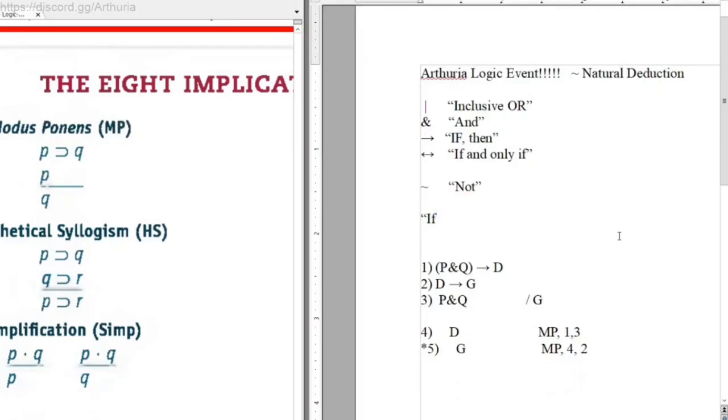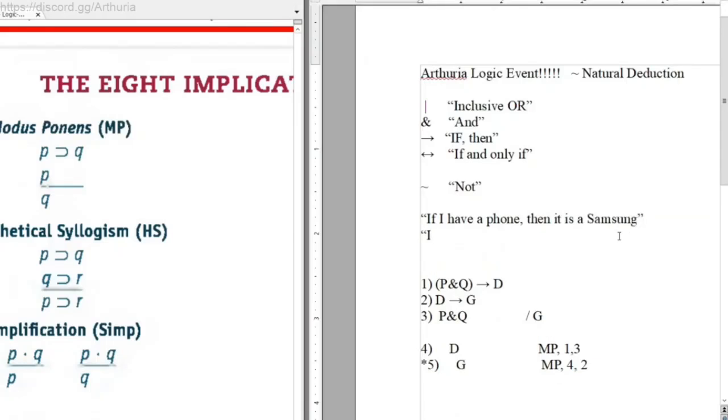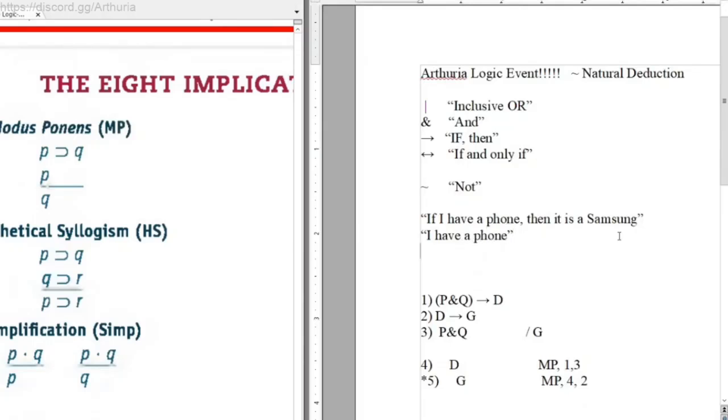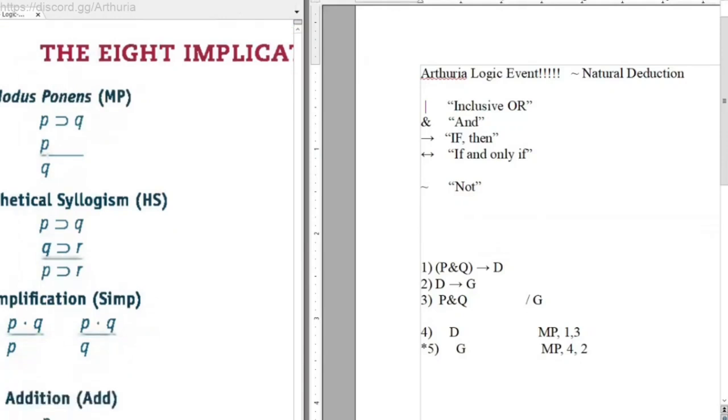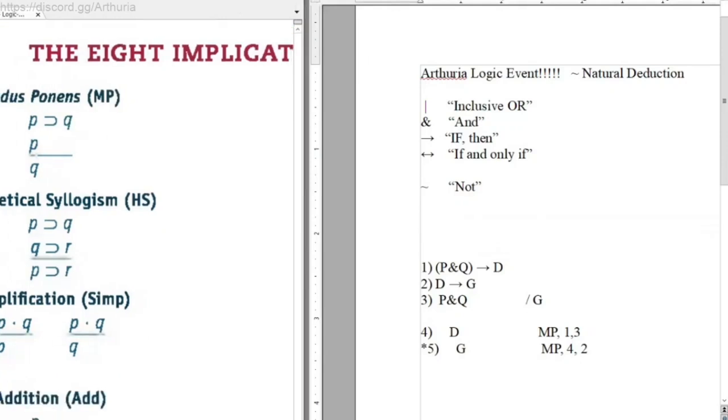Yeah, so you could say if I have a phone, then it is a Samsung. I have a phone. Therefore, it is a Samsung. So it's kind of like a math equation, but with English. Okay, this makes sense. Yeah, correct. Exactly. That's how modus ponens works. I learned more in this one sentence than I did in all of my online school. Well, thank you, I guess.